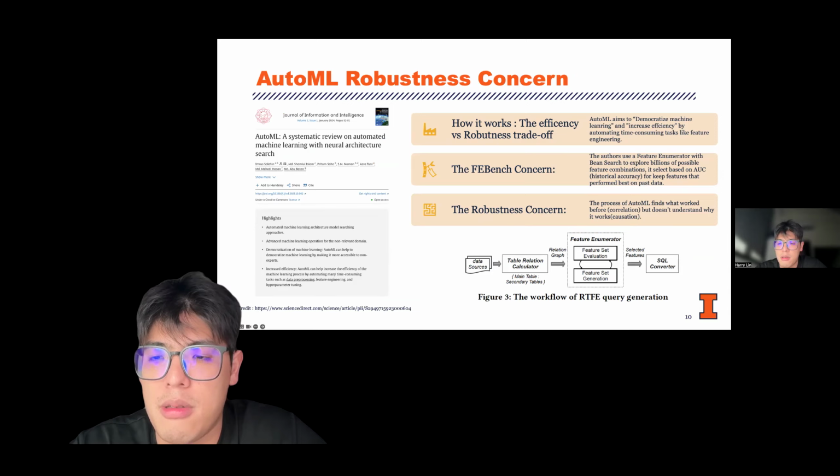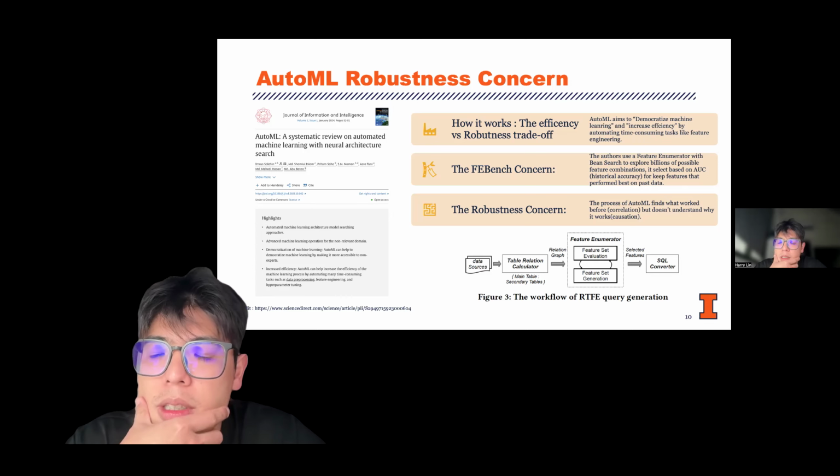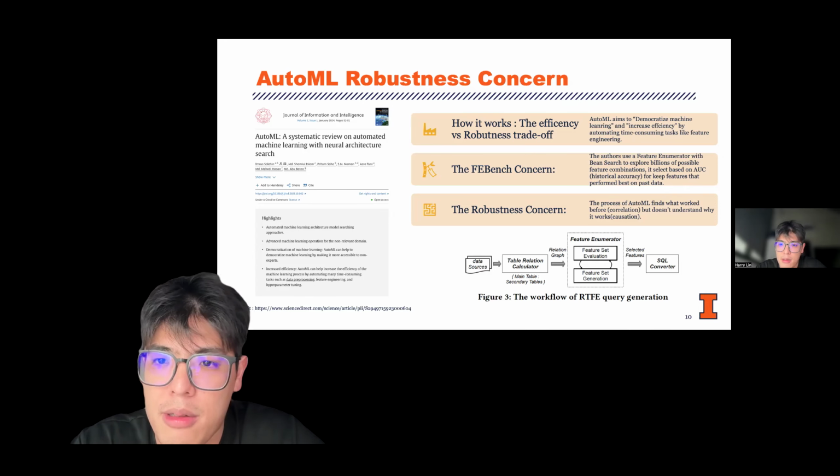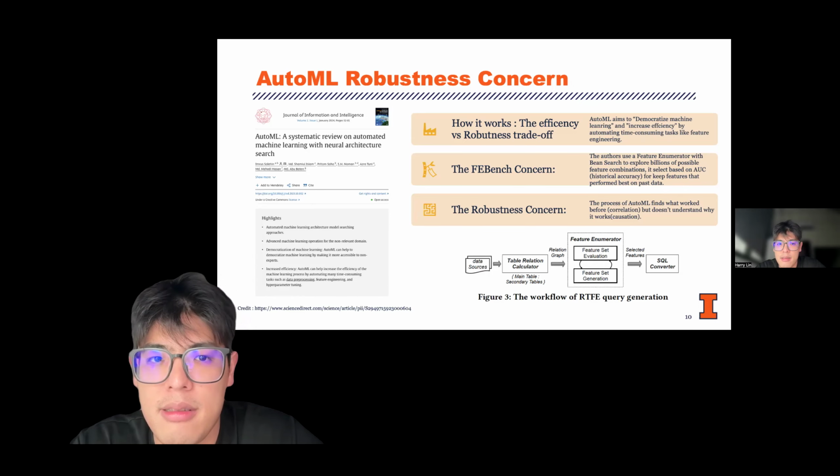The authors used AutoML, a field designed to increase efficiency and make AI accessible to non-experts by automating feature engineering. Then in the FE bench workflow, in step three, they use a feature emulator. It uses an algorithm called beam search to find the features that maximize AUC, which is the score of how accurate the AI was on the historical data.